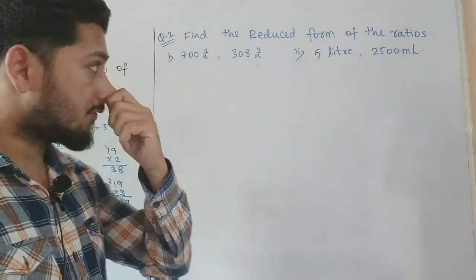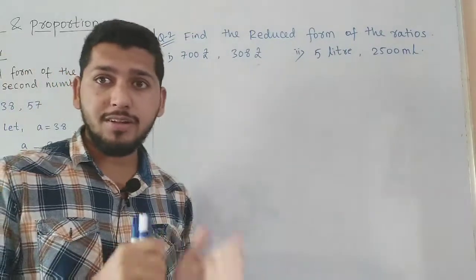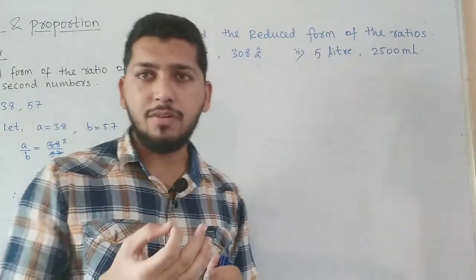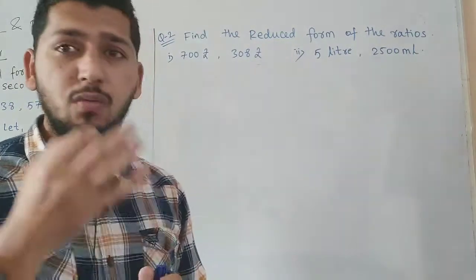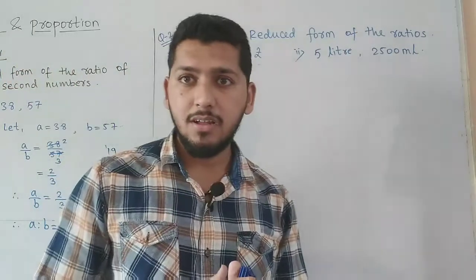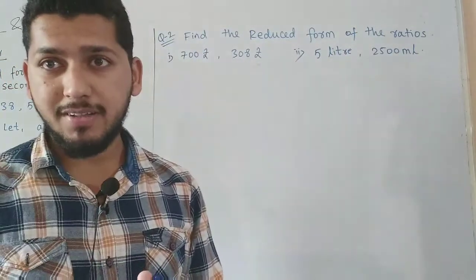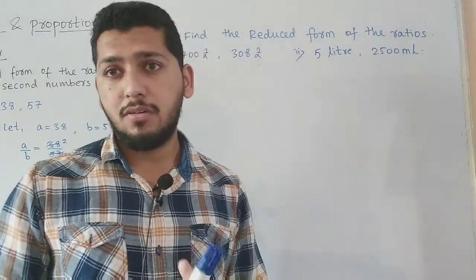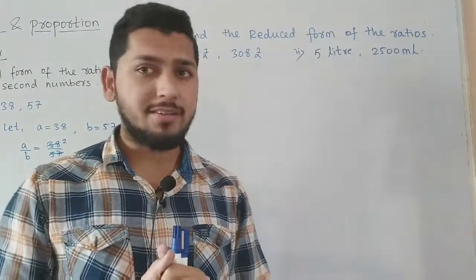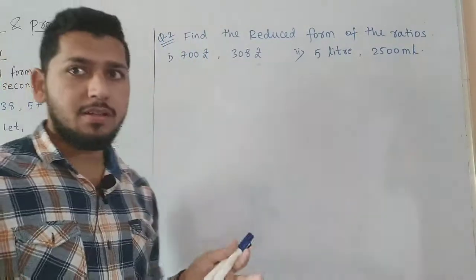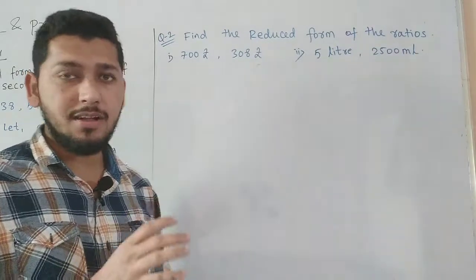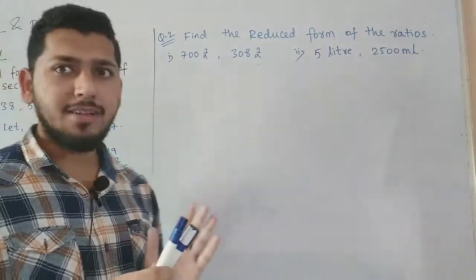So how will we solve this example? First we need to understand the measuring quantities. Meaning, in 1 kg how many grams are there, in 1 liter how many milliliters are there, in 1 rupee how many paise are there, and in 1 meter how many centimeters are there. First you have to understand this concept. So I am writing here, and you have to copy it down. First we'll understand the measuring quantities. After that we can simplify this example.